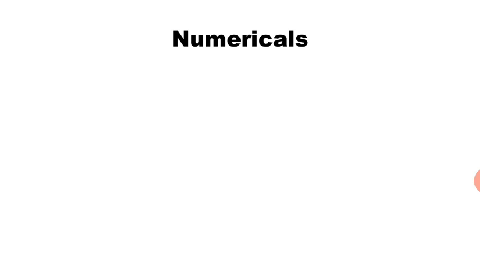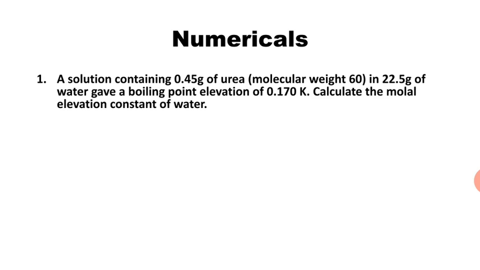First sum: a solution containing 0.45 gram of urea having molecular weight 60 in 22.5 gram of water gave a boiling point elevation of 0.170 Kelvin. Calculate the molar elevation constant of water.